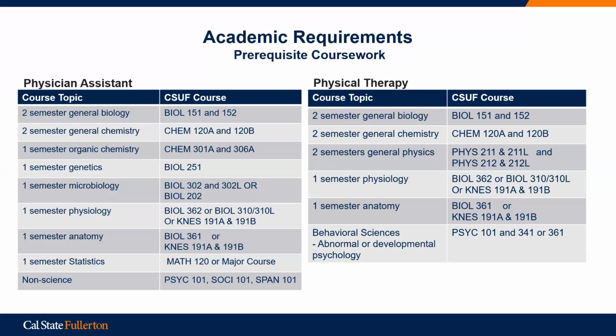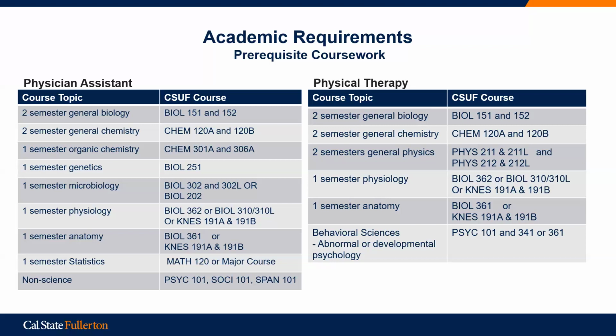For physical therapy, you'll see the 2 semesters of Gen Bio and Gen Chem are the same. However, we also need general physics, which is going to be 211 and 212 with the respective labs. The same as for PA goes with physiology and anatomy, right? We've got upper division and lower division options, but you need 2 semesters regardless of what path you take.